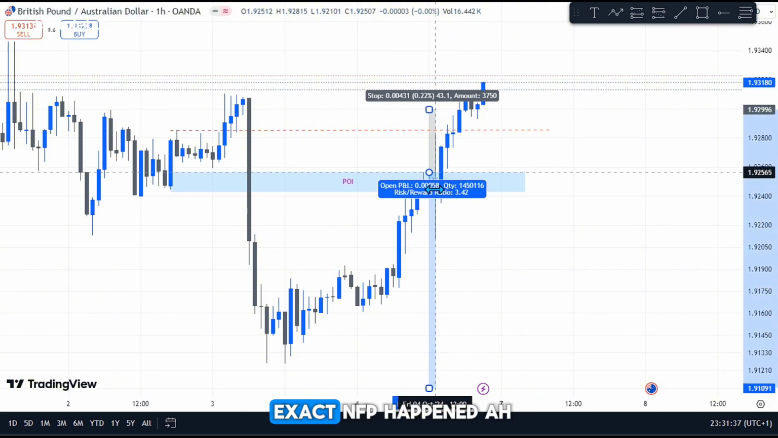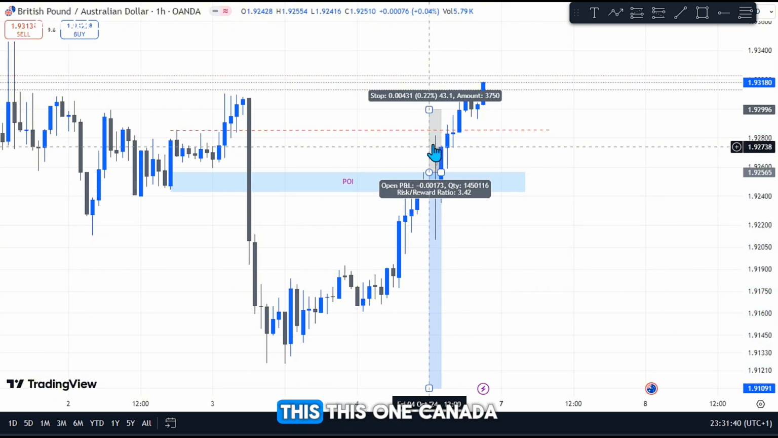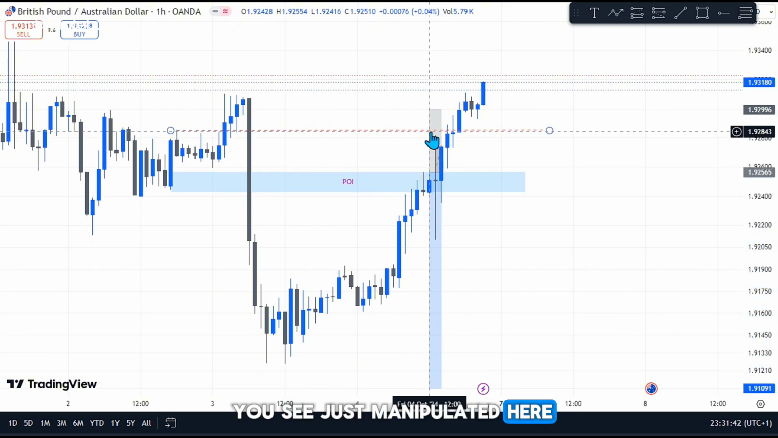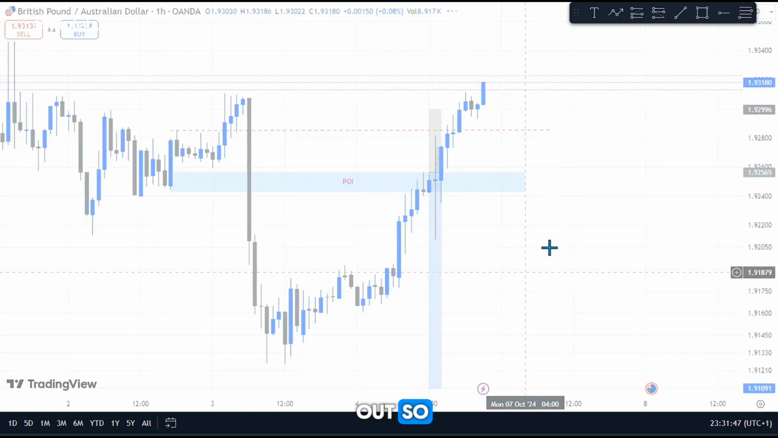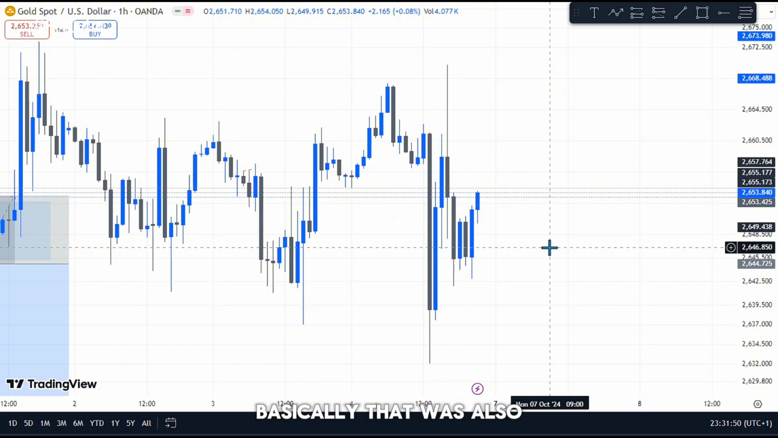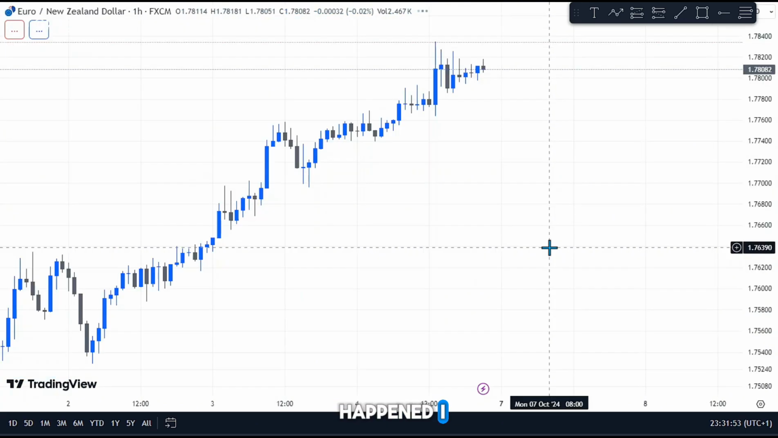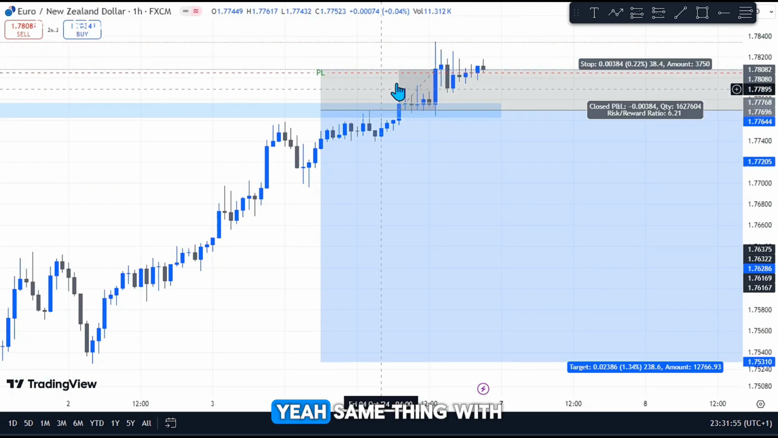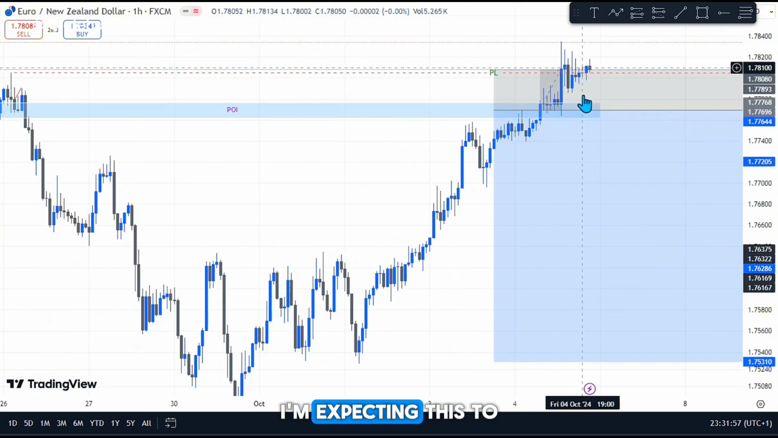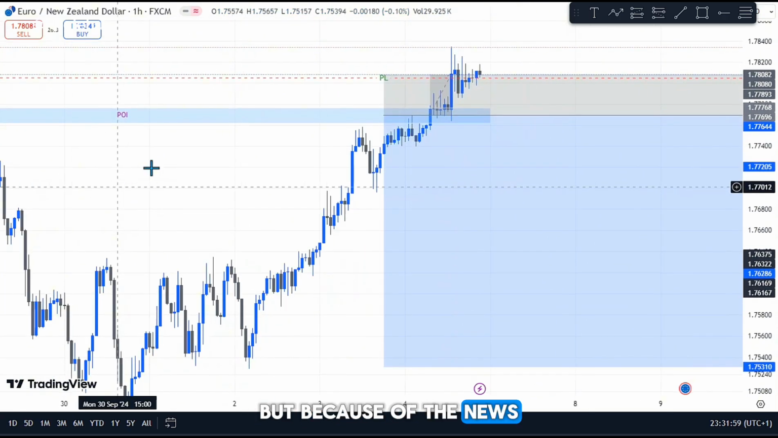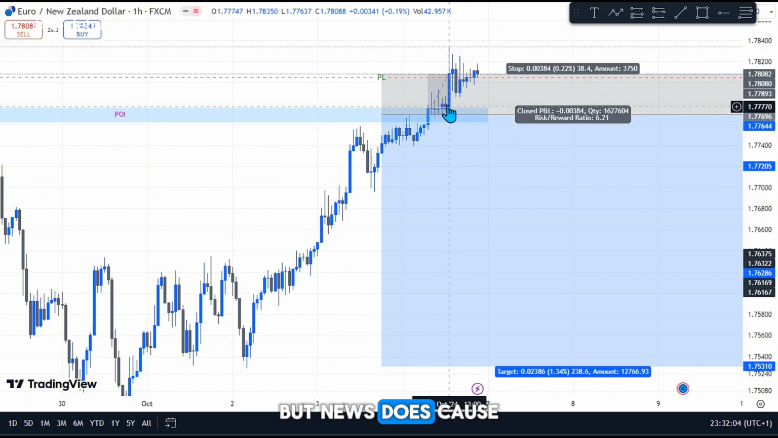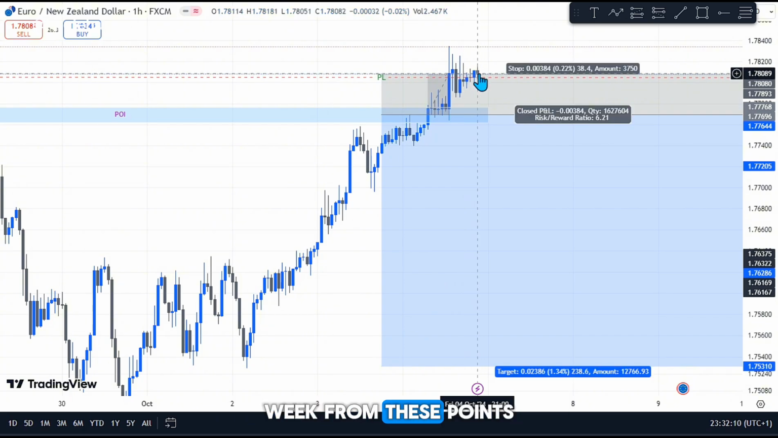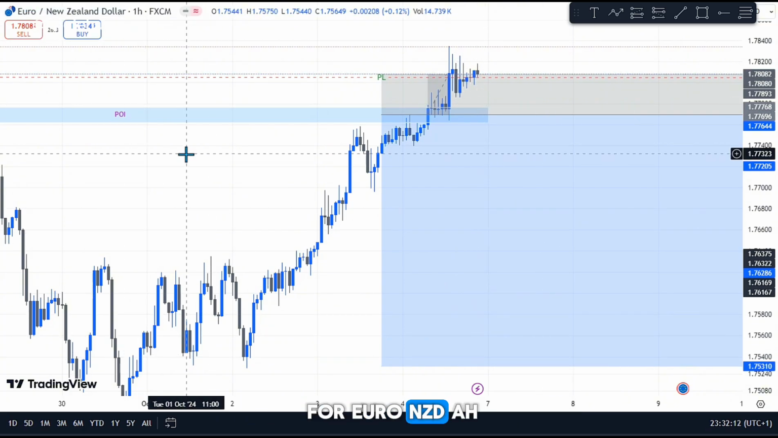Actually, this was where the exact NFP happened. This one candle that you see, it just manipulated here, manipulated down, and then there was no particular move, and then we got stopped out. So basically that was just what happened. Yeah, same thing with this. I'm expecting this to still sell to this point, but because of the news, you can see we had rejections from here and price couldn't break out, but news just caused this stop. Like, this really pained me, but no problem. We're going to take another entry next week from this point coming down here. This is for Euro NZD.